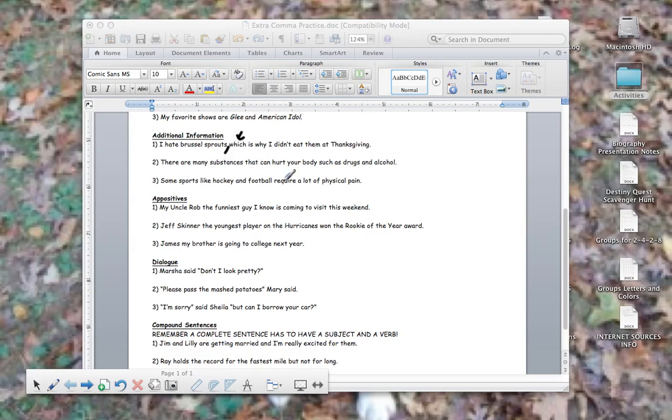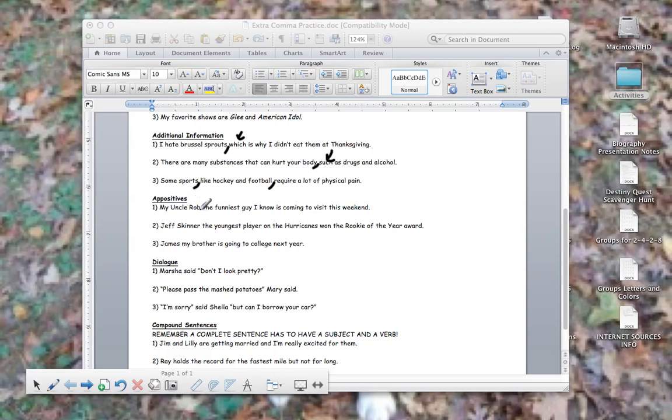There are many substances that can hurt your body, such as drugs and alcohol. Again, if you see like such as, you're probably going to have a comma. Some sports, like hockey and football, require a lot of physical pain. So we're going to put a comma here because this is our additional information. It's kind of like an appositive, which is our next one.